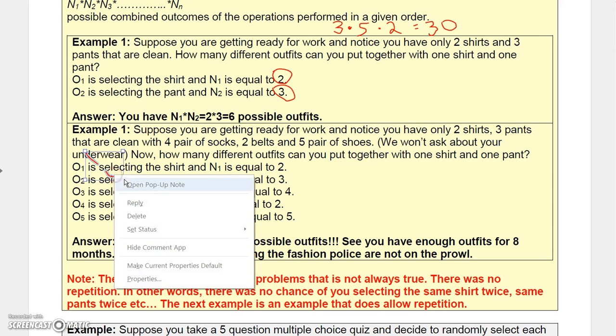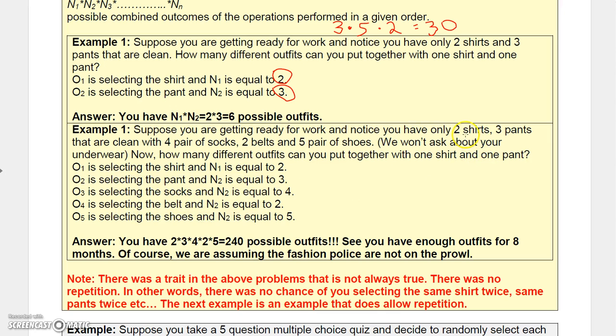Now, let's say you extend this and say you have two shirts, three pants, four different pairs of socks, two different belts, and five pairs of shoes. Operation one would be to choose the shirt. Operation two would be the number of ways you can choose the pants. Operation three would be the number of ways you could choose the socks. Operation four would be the number of ways you could choose the belt. And operation five, the number of ways you can choose the shoes. So now you've got two choices for shirts, three for pants, four for socks, two for belts, and five for shoes. If you multiply those five numbers together, you get 240 possible outfits. So you actually have enough outfits for 8 months. Of course, that's if everything goes together properly.